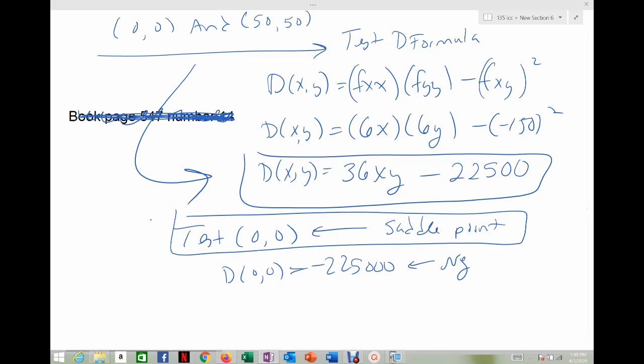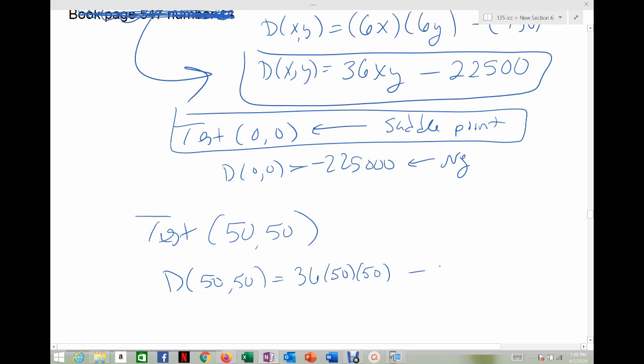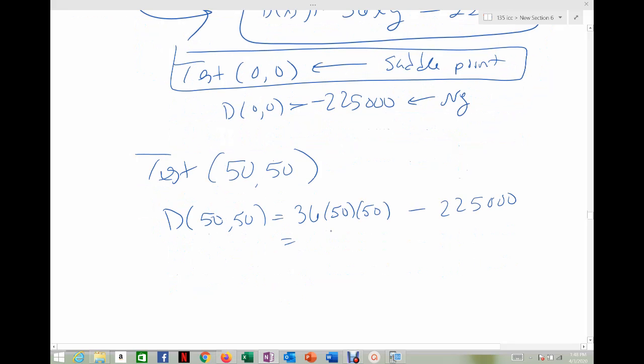Now I'm going to test the 50, 50. I'm going to take my D formula and plug in 50 for x and 50 for y. So 36 times 50 times 50 minus that 22500. When I do, it comes out positive 6750. So it comes out positive, which means yes, it's an extrema.